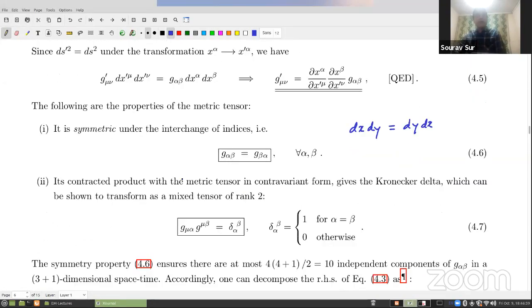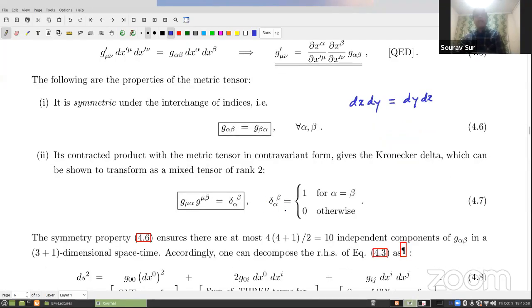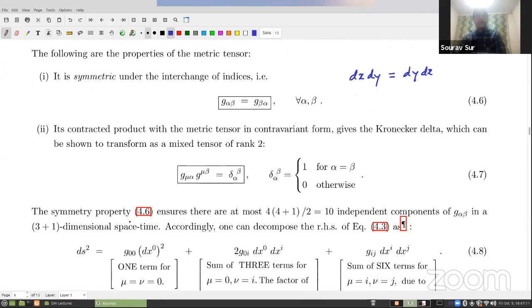The next thing that comes is the contracted product of the metric tensor in the contravariant form gives the Kronecker delta, which can be shown to transform as a mixed tensor of rank 2. So the Kronecker delta is in fact a tensor of rank 2. But remember, Kronecker delta in this form, it's a mixed tensor of rank 2. This symmetry property ensures that there are at most 4 times (4 plus 1) over 2 independent components of g alpha beta in a 3 plus 1 dimensional space-time.